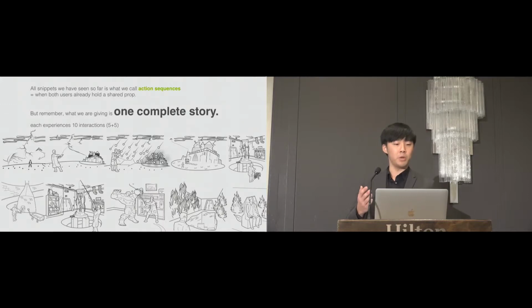So all snippets we have seen so far are what we call action sequences. And this only happens when both users already hold a shared prop. But remember, what we are actually giving here is one complete story, and each user experiences 10 interactions in the world. So we also have to do the transition in between.